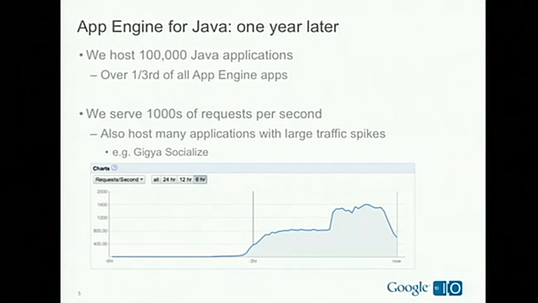We serve thousands of hits per second in a pretty much steady state. But we also have a number of applications with very spiky traffic patterns. The example you see here is something called Gigya Socialize, which we've highlighted on our blog in the past. They do basically a chat service that is often advertised in television advertisements, so they have very spiky traffic. What you see here is a graph taken from their admin console that shows them ramping from basically no traffic up to about 1,600 hits per second over the course of just an hour or two. So I think that's really good evidence that we can absorb large traffic spikes on your behalf, which is one of the big benefits of App Engine.